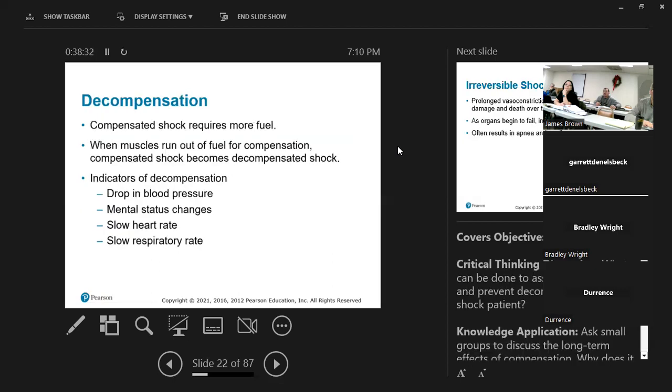Yep. So decompensation, this is where the body is going to start using up more fuel. So think of it in terms of this. By the time they're in decompensated shock, okay, the blood vessels have already started to vasoconstrict, increase heart rate, increase breathing, but there's still not enough nutrients or gas exchange going to the cells. So have you guys gone over the Krebs cycle? Aerobic and anaerobic respiration. Do you guys remember that stuff?